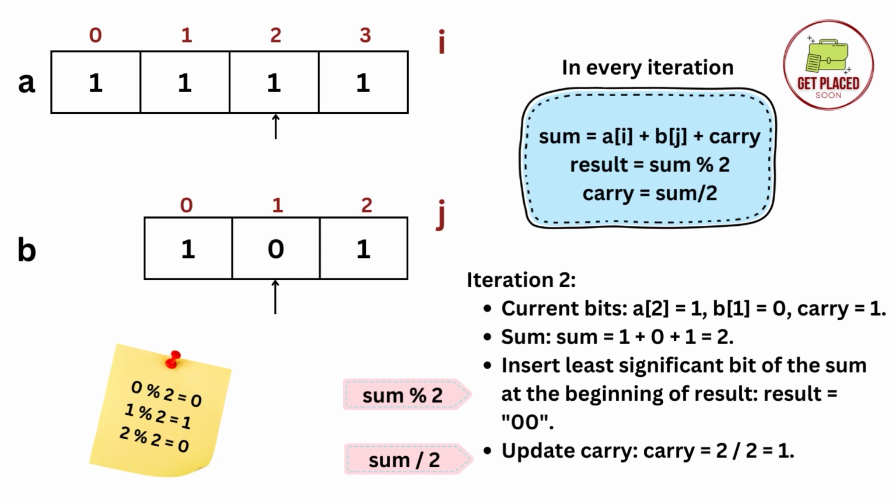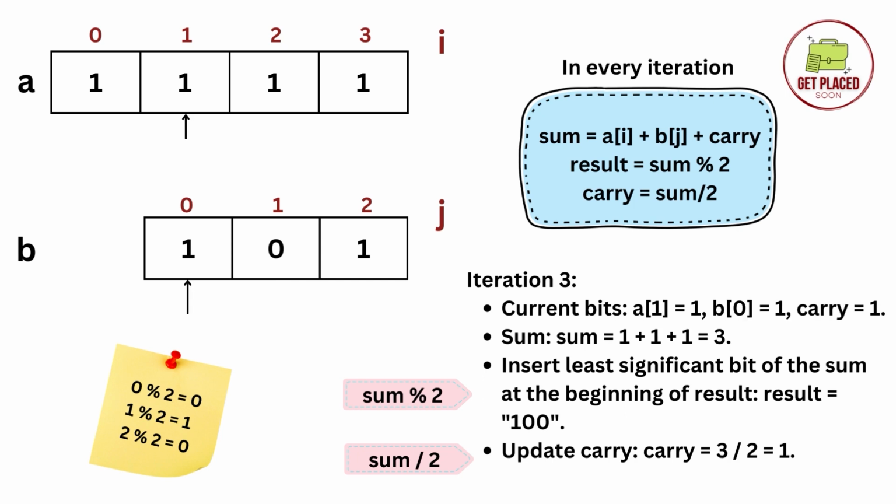The first step in the second iteration is to calculate sum. Sum is equal to 1 plus 0 plus 1, that is equal to 2. Now append the least significant bit of the sum to the beginning of the result, that is 2 modulo 2, which gives you 0. Append it to the left side of the result, so 0. Already there is a 0 from the previous iteration, now you get one more 0. Now calculate carry. To get carry, sum divided by 2, 2 by 2, that is equal to 1. This carry will be used in the next iteration.